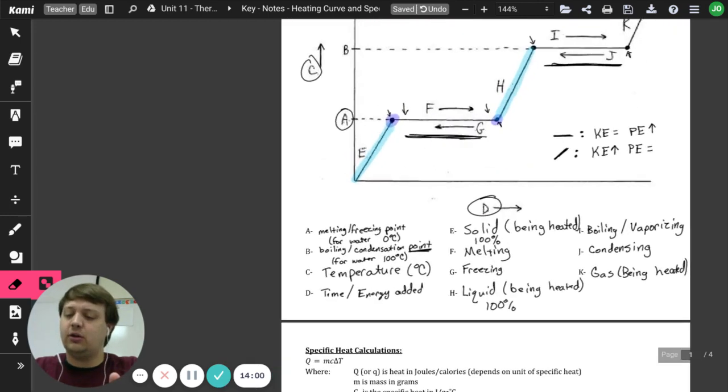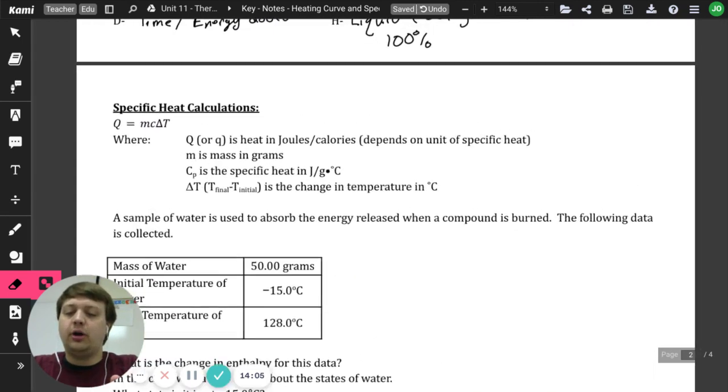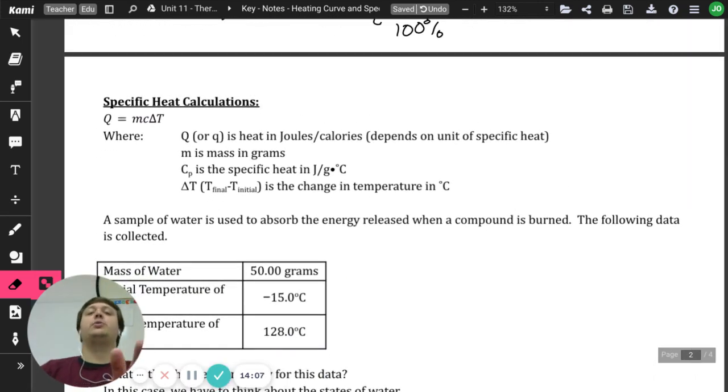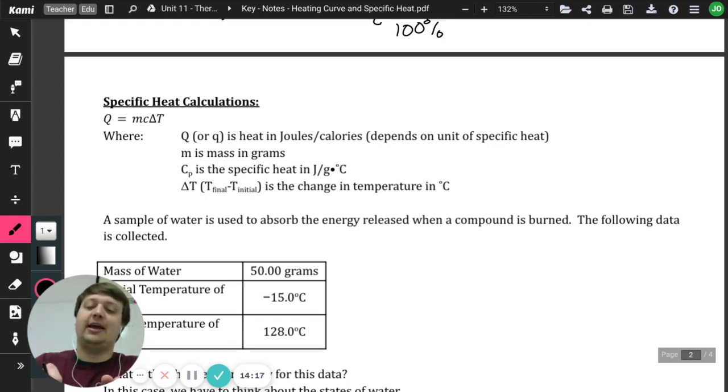So now let's take a look at specific heat. With specific heat calculations, we have one formula that we use. That formula is Q equals MC delta T. I have always read it as Q equals MCAT, because I feel like that delta, that triangle, represents that A in CAT. So Q equals MCAT. Now, what do those symbols represent?